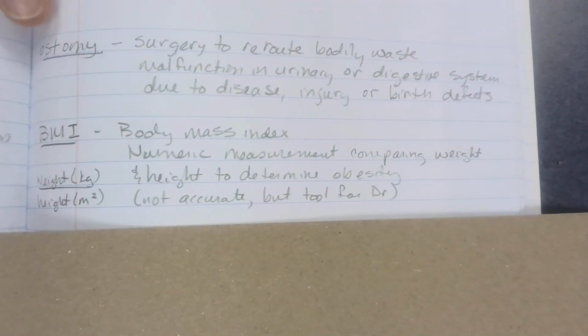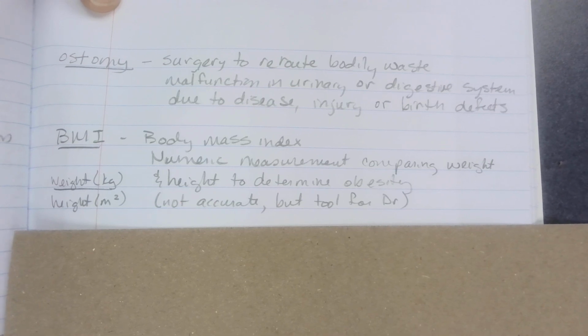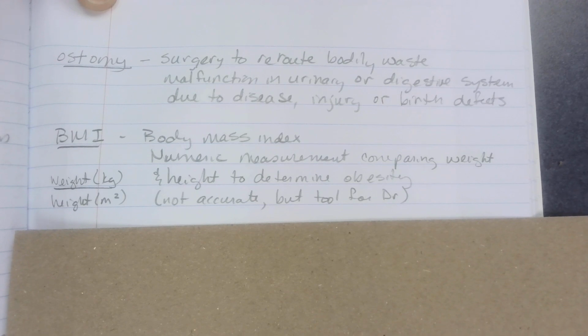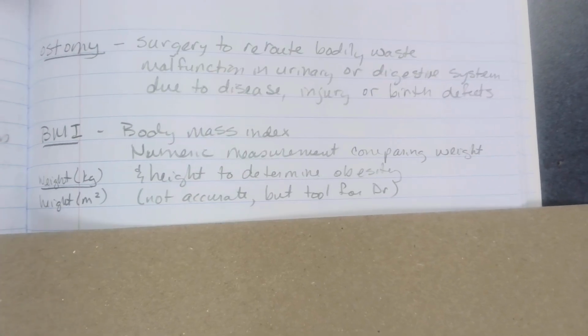I've also talked about BMI. BMI is body mass index. This is a numeric measurement comparing weight to height to determine obesity. So this is a tool for doctors, but it's not accurate.